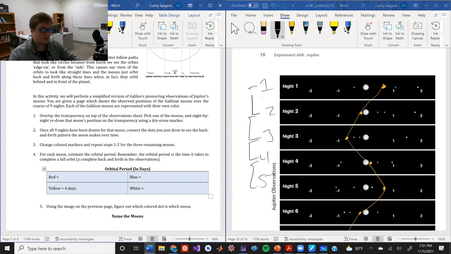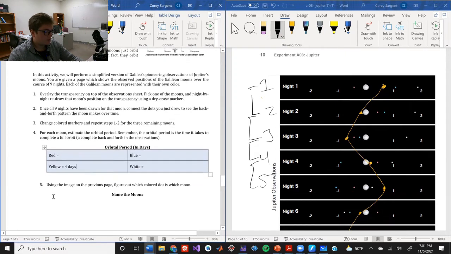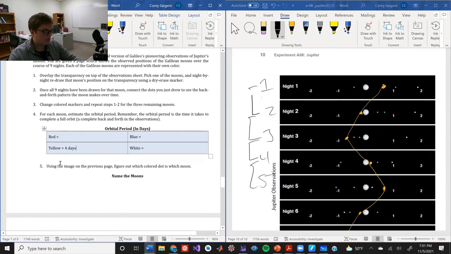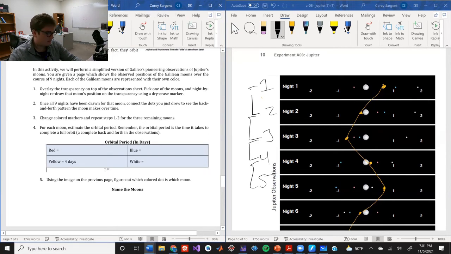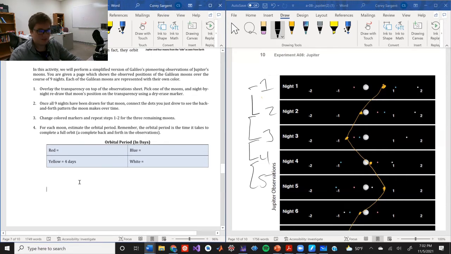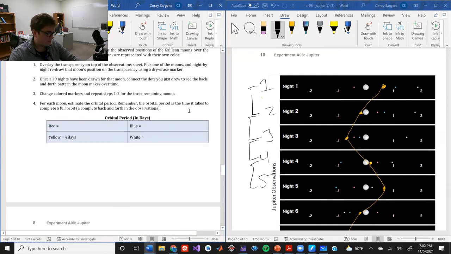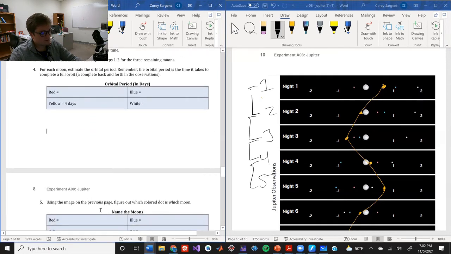Now your job is to find the orbital period of the rest of them using the same logic. Now question 5 goes a little bit further. It says, using the image on the previous page, figure out which colored dot is which moon. The previous page is this page. This is the image it's referring to.